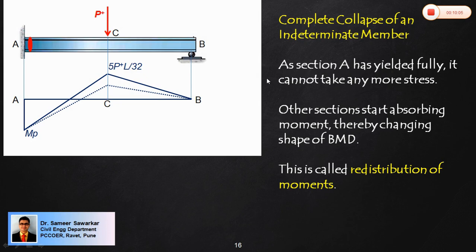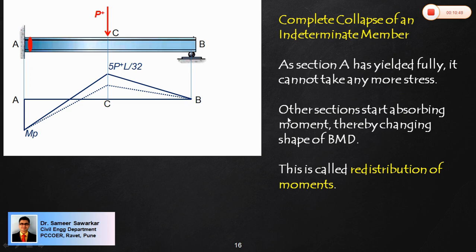Now see what is happening. As section A has yielded fully, it cannot take any more stress. This is most important. If you go on increasing the load further and further, this has already taken a total bending moment of MP. All the fibers have undergone yielding here. It is offering no more stress. So what is happening? The other sections start absorbing more and more bending moment, since this section has formed a plastic hinge.